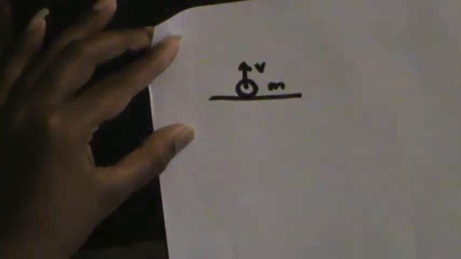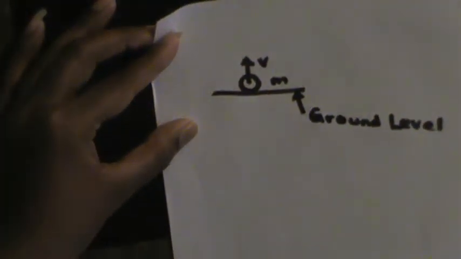I'll take the Earth's surface to be like this, and I'll have some mass here. Call that m, and I'll project this with a velocity v. Right, velocity v. So this is the ground level. Right, ground level. So I'll take some point here to be the infinity.